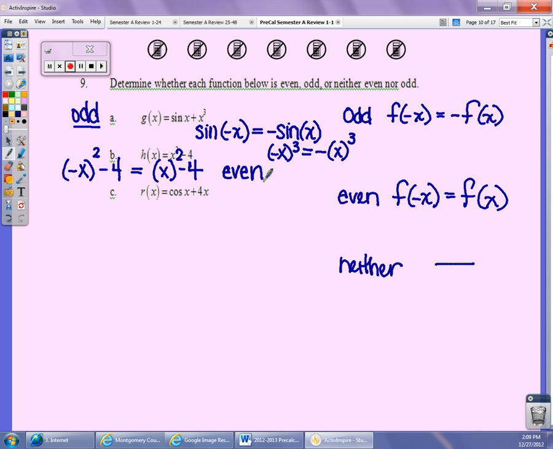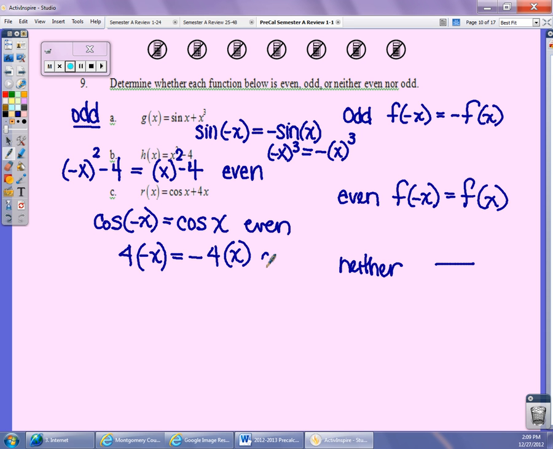In part C, notice that we have two different types of functions here. We have the cosine function, where cosine of negative x would be equal to cosine of x. Therefore, that part of our function would be even. But then, if you look at the other part, you have 4 times negative x would be equal to negative 4 times x, and that part of the function would be odd. Therefore, this function is neither.